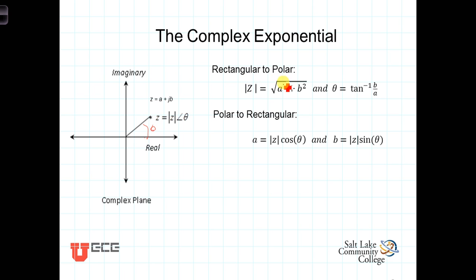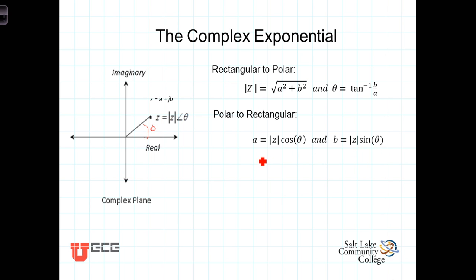Changing from rectangular to polar, we have the magnitude of z is equal to that from Pythagorean's theorem, and the angle is that. And going from polar coordinates, where the coordinate values are magnitude of z and theta, back to the rectangular manifestation where the coordinates are a and b, we have a is equal to the magnitude of z cosine of theta, and b is equal to the magnitude of z sine theta.